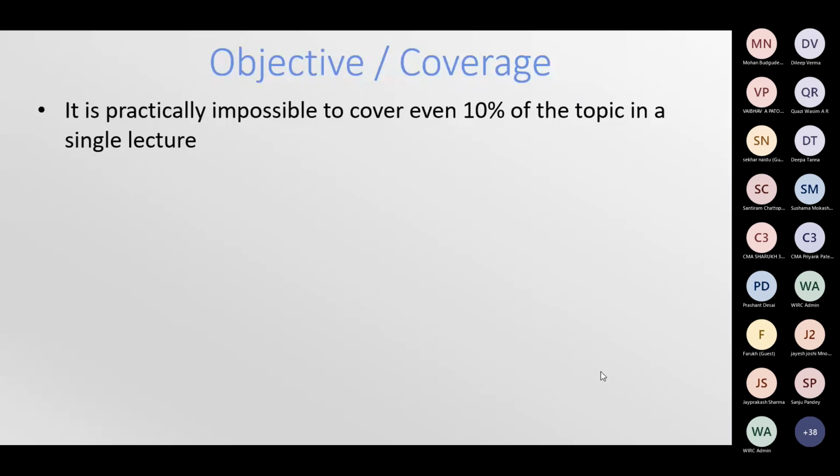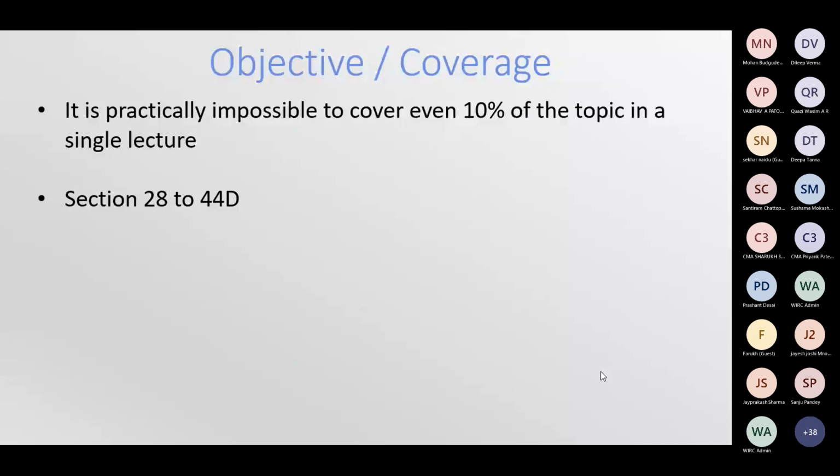Just to take one section, even if we take section 32 on depreciation, the whole 2.5 hours of lecture, or 2 hours of lecture, can be only on depreciation. So practically, it is not even possible to cover 10% of profits and gains from business or profession in a single lecture. But what I will try to do is make it more relevant.